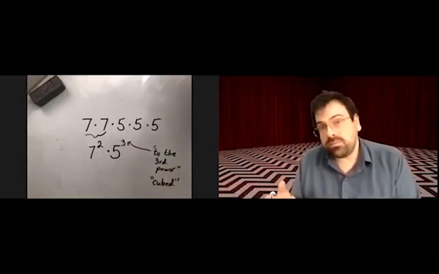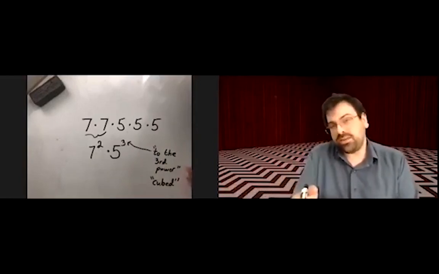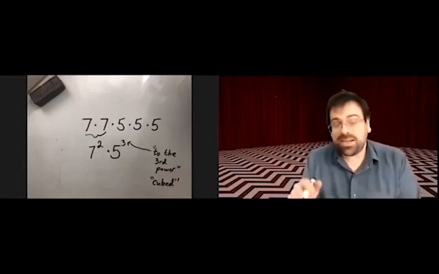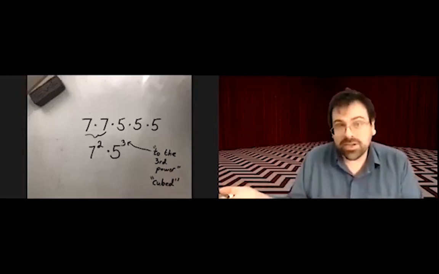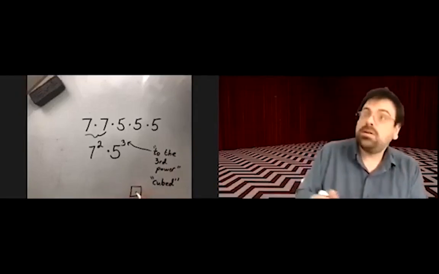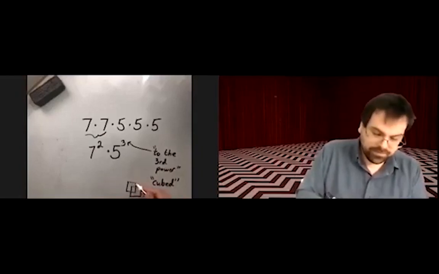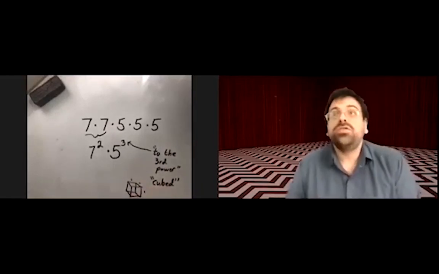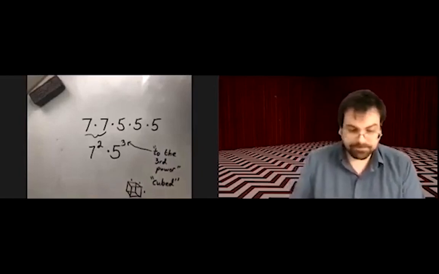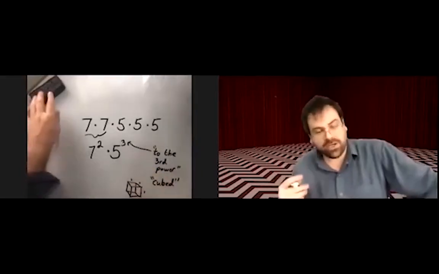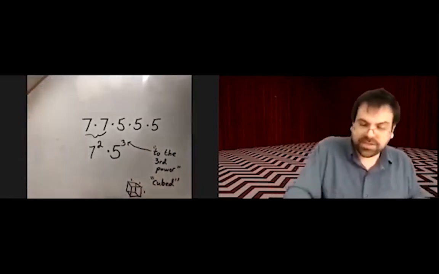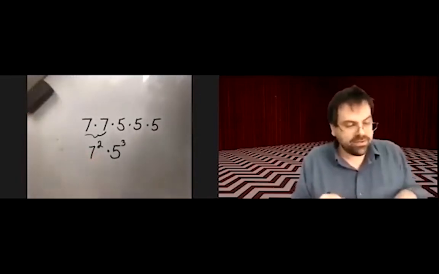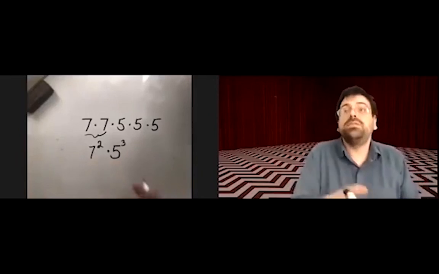So something like volume, which is length times width times height, would be inches times inches times inches, which would be inches cubed. That's what a cubic inch is. It's a cube. That's 1 inch all around, a cubic inch. But anyway, to the third power, you'll hear me say cubed. You'll refer to it as cubed or to the third power. And look, 7 squared times 5 cubed is this right here.